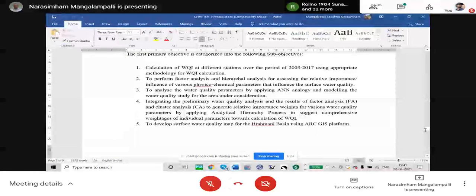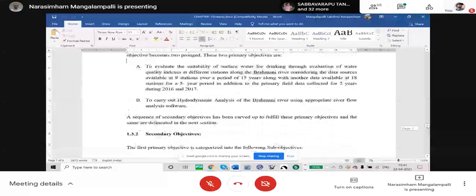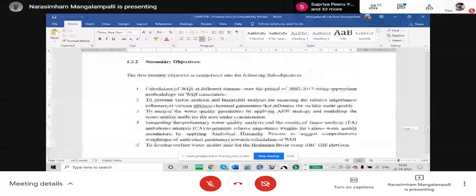There are two primary objectives. One is the evaluation of water quality, the second is hydrodynamic analysis. So the first one is subdivided into calculation of water quality index at different stations over a period. To perform the factor analysis, this is another objective.